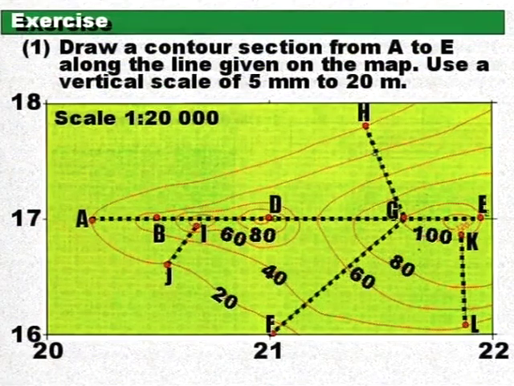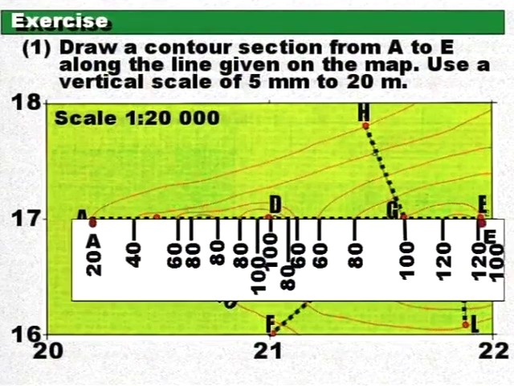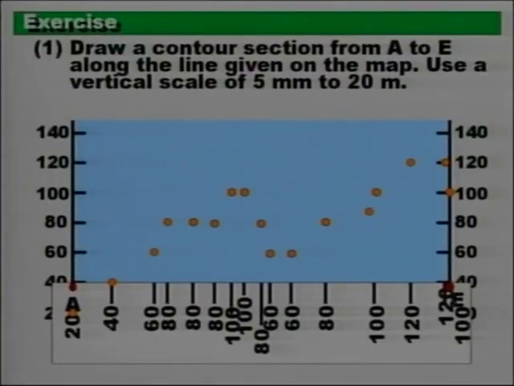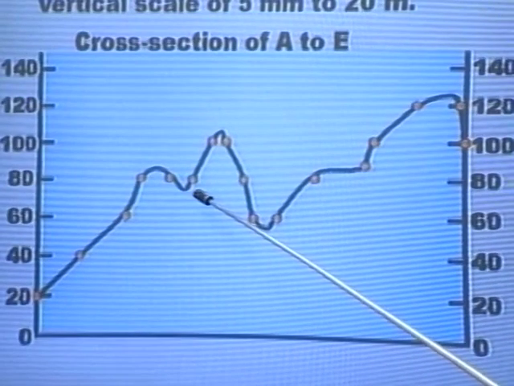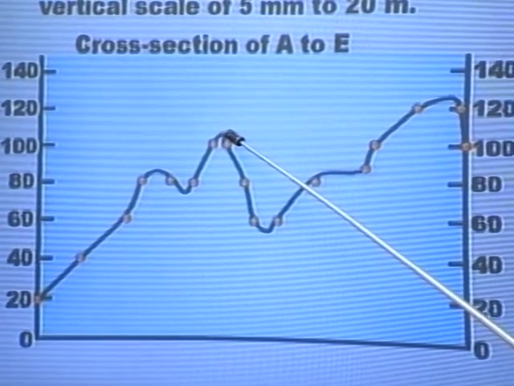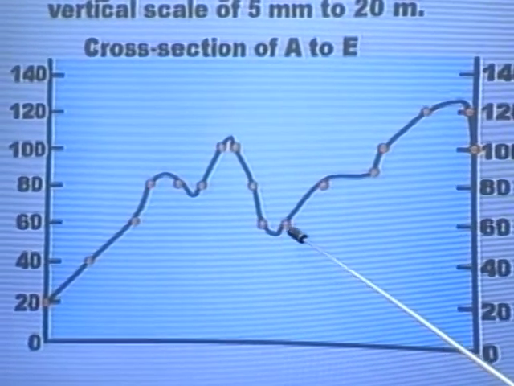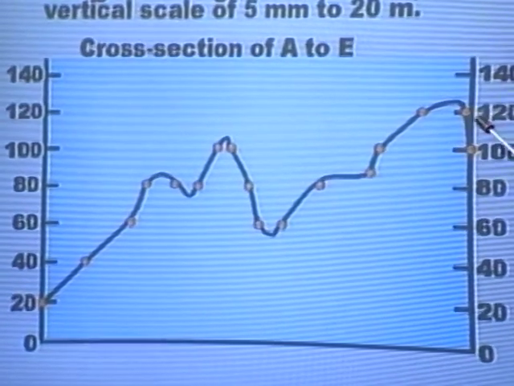You check your cross sections and you make corrections, following the steps of how to construct a cross section, noting your vertical scale must be 5 millimeters to every 20 meters you go up. And therefore, once you've done your cross section, this is what it should look like. You double check. Okay, we're going from 20 up to 80, then down again, then up to 100, just a little bit over 100 meters, that is. We come back down to about 50 meters, and we climb again up until we come to 120.